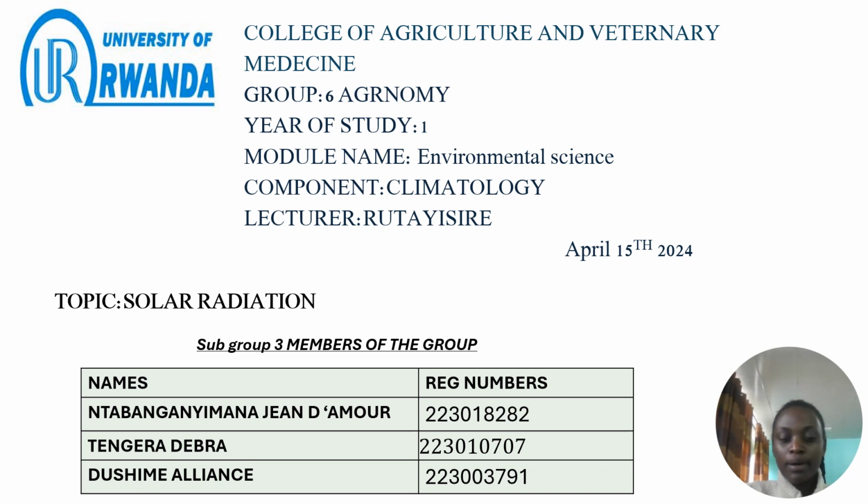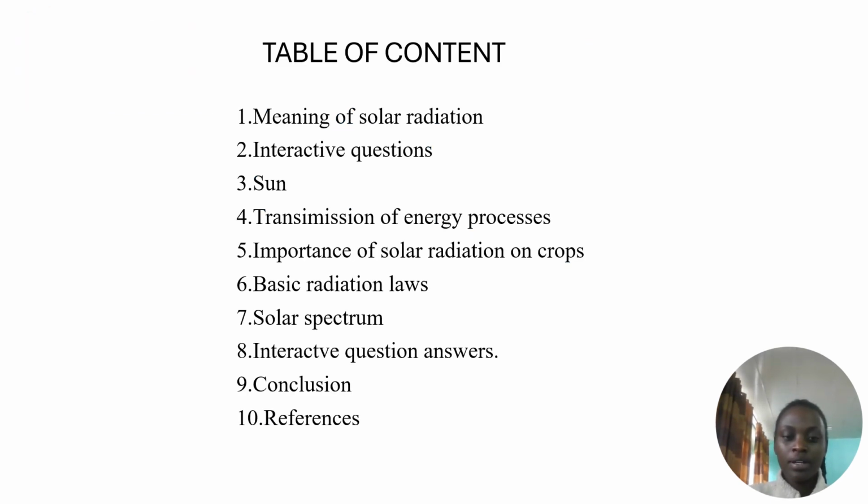We have discussed solar radiation. In this topic we will see the meaning of solar radiation, interactive questions, the sun, transmission of energy processes, importance of solar radiation in crops, basic radiation laws, solar spectrum, and we will see the answers to some questions we have asked in the interactive questions, and then the conclusion and references.